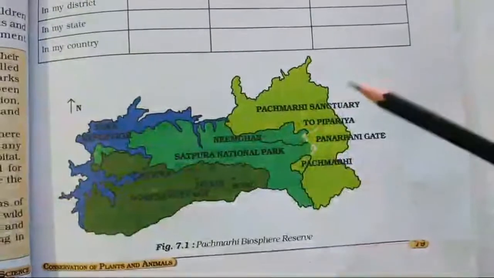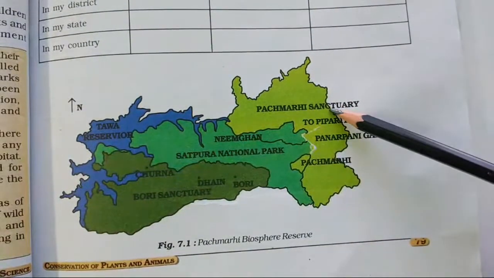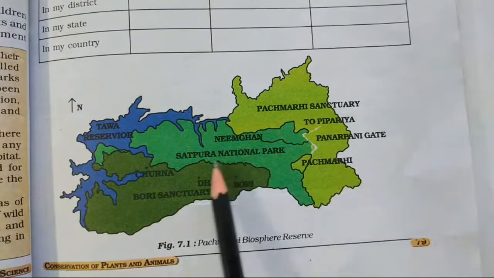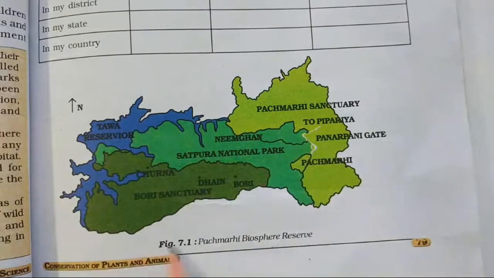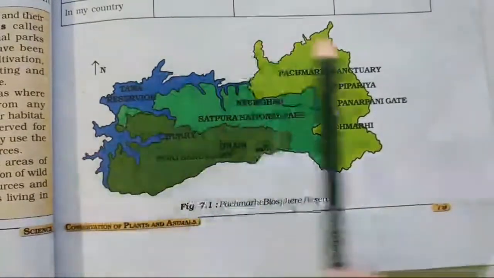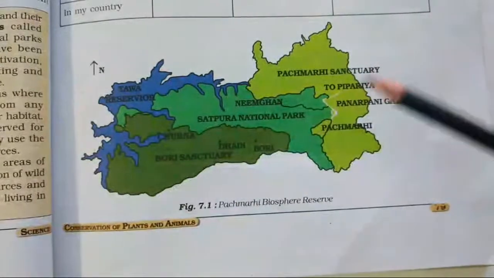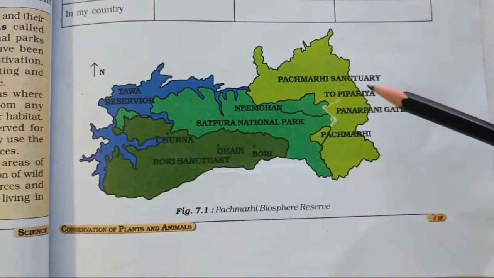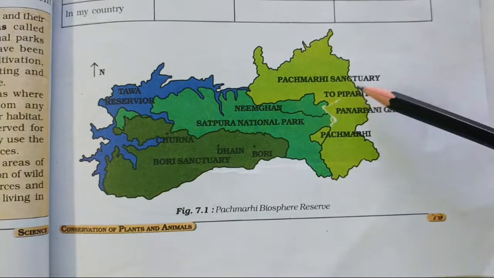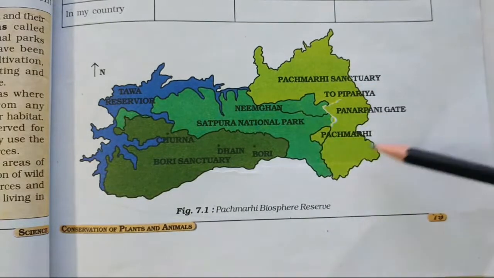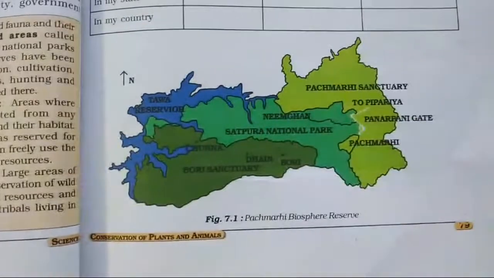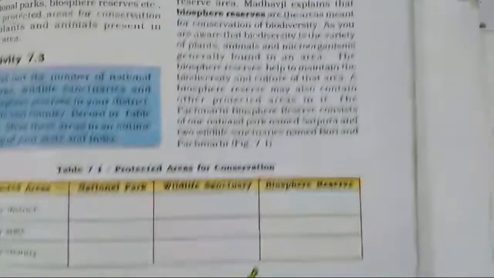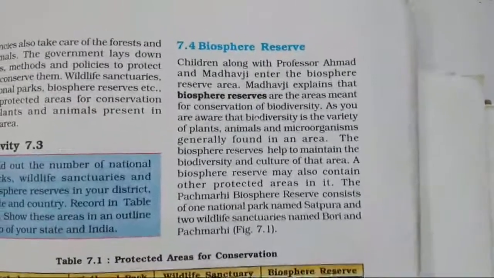In this map we are seeing that there is a sanctuary, green, then there is a national park, and there is a sanctuary, and this shows that this is completely a biosphere reserve. So you can see that a biosphere reserve includes a sanctuary and a national park. It is a very big area. So this portion is described in this map. Now let's see more of what is given in the book, and let's understand.